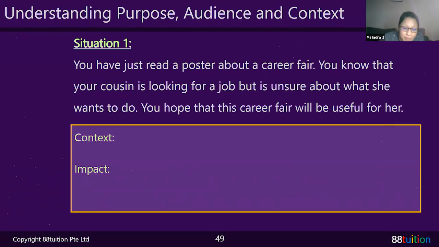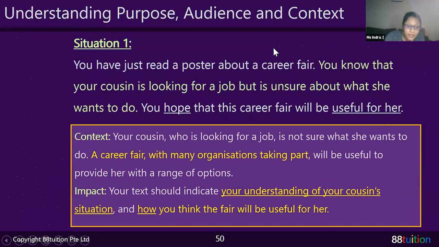Okay, let me give you an example. I suppose many of you are unsure of what I want. Okay, this is what I want. Now your cousin is looking for a job, so basically a person who is job seeking, right? Not sure what she wants to do. So whenever she attends a career fair, the background is that she attends a career fair, right? Because you know that a career fair has many different organizations taking part. It would be very useful for her to provide a wide range of options, so she at least knows roughly what options she has in terms of jobs she can actually do.